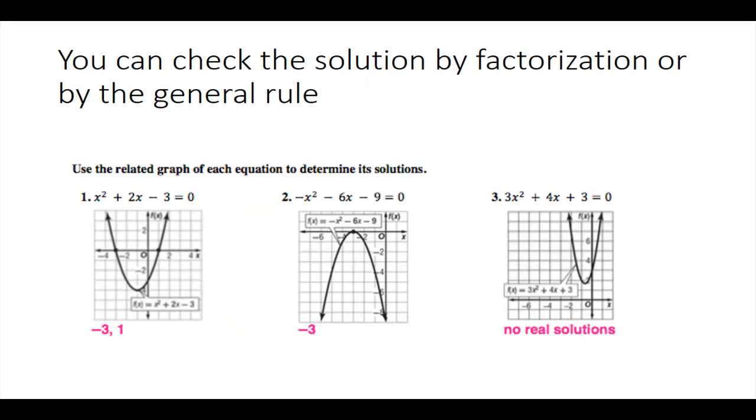You can check the solution you have by factorizing, or the general rule. We took it three or four weeks ago, the general rule or the factorizing. So the first one, using the related graph to find the equation to determine its solution: x power 2 plus 2x minus 3 equals 0.